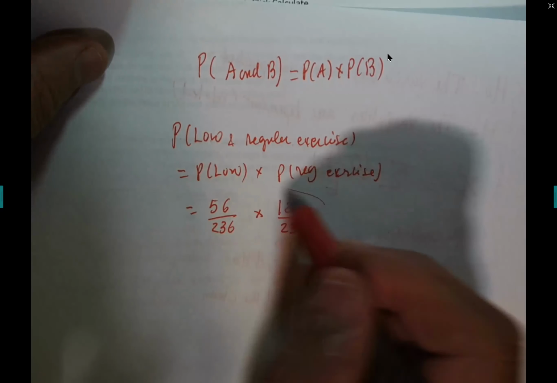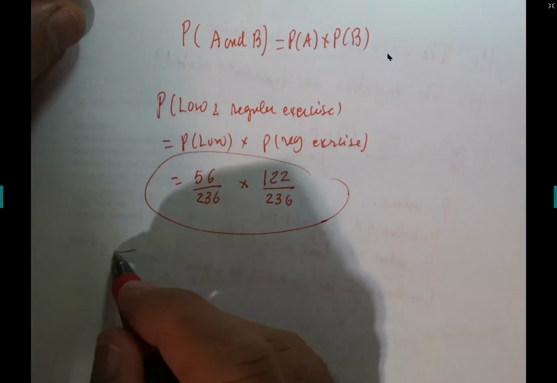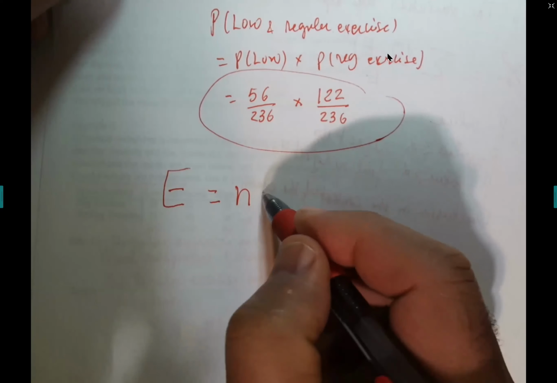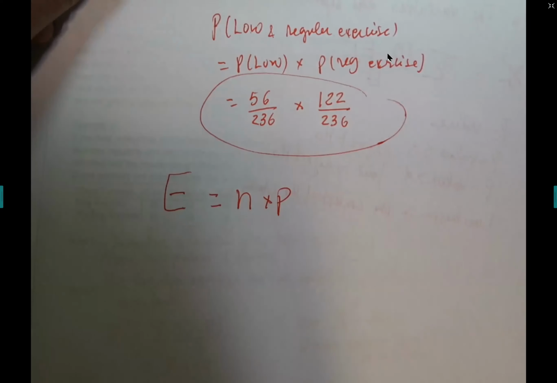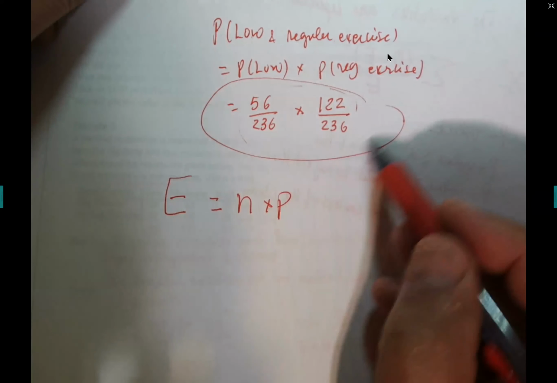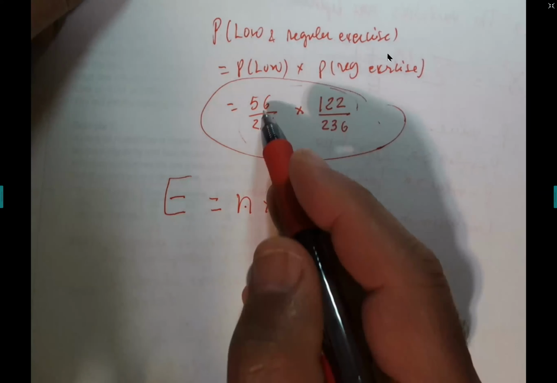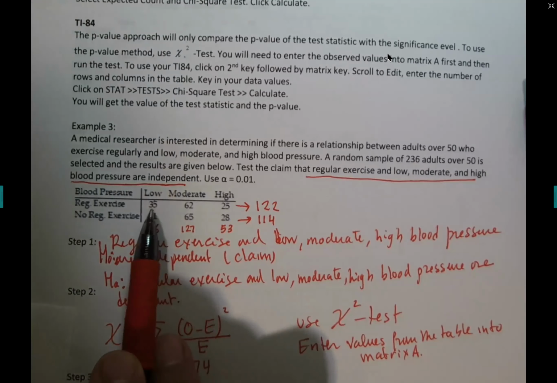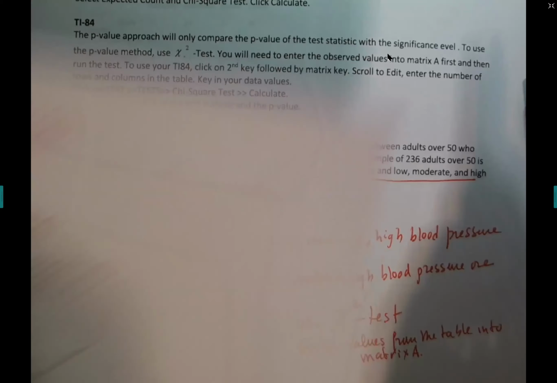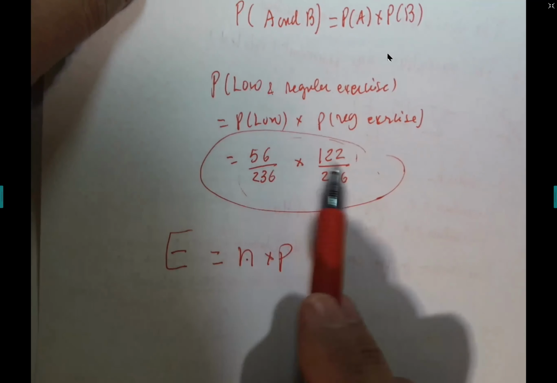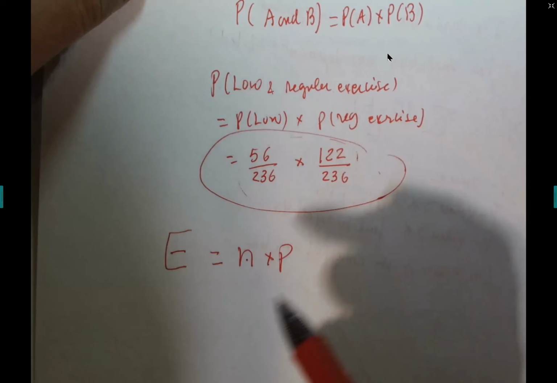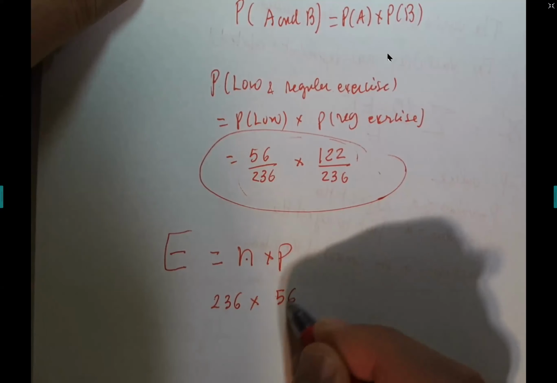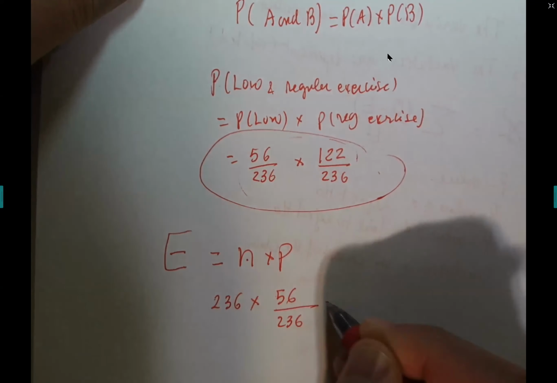That is the probability. To find the expected value, as I told you in section 10.1, it is n times p. This is the probability, and n is 236. So to find the expected value of this value here, 35, I will have to take those two ratios and multiply them by 236. But you're going to see a nice pattern here, which makes it easy to find them.